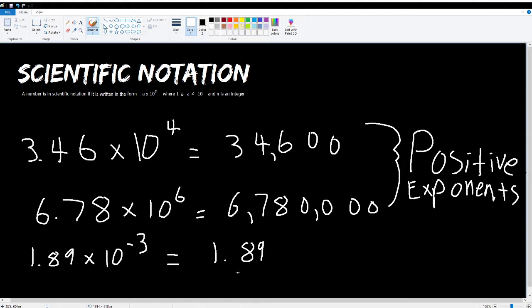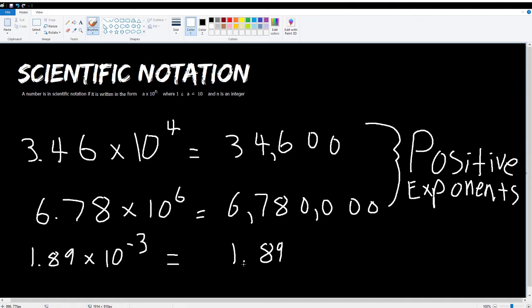Now if you think about it, when we're multiplying by 10 to a positive exponent, what happens? Our number increases, right? So our decimal moves to the right. Now when it's negative, our number gets smaller and smaller. The same thing applies. So negative 3, you have to move the decimal place 3 times to the left. Why left? Because our decimal is decreasing.